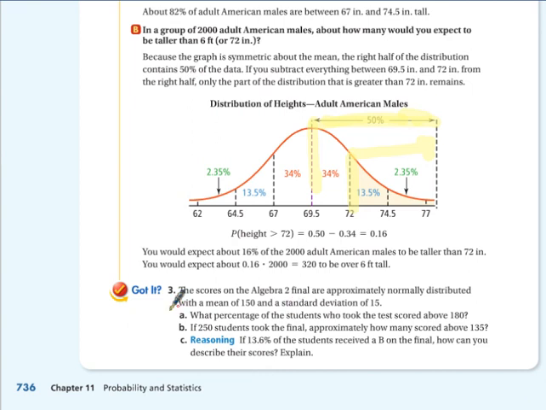Go ahead and pause the video here. See if you can get answers about scores on an Algebra 2 final exam. Their mean is 150, standard deviation of 15. Get some answers to A, B, and C. Go ahead and do that now.